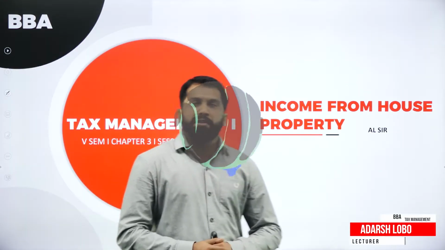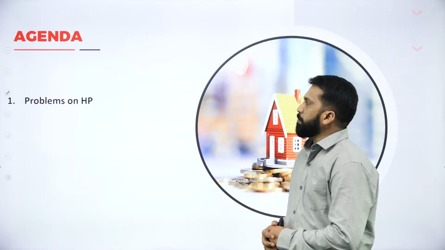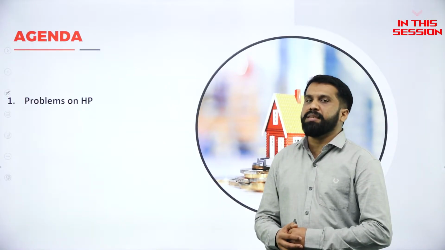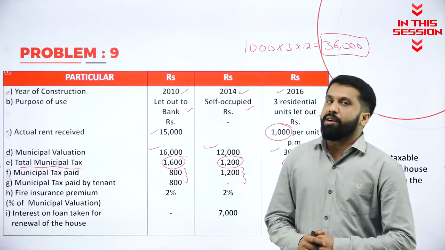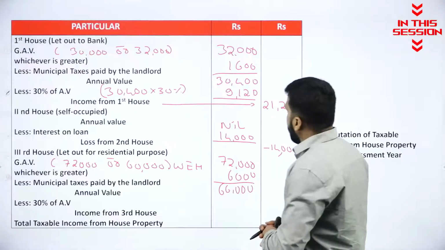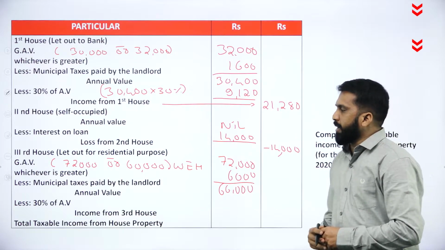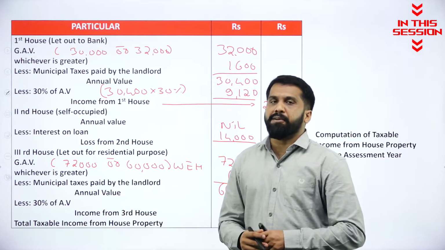Under income from house property, we will do two problems in today's session. So the agenda for the day is very simple. Problems on HP, meaning house property. We are not supposed to take the municipal tax paid by the tenant. What is your answer? 66. On that, you are supposed to calculate 30% of annual value.